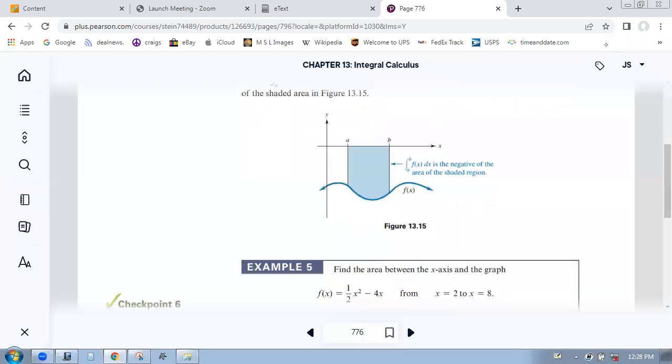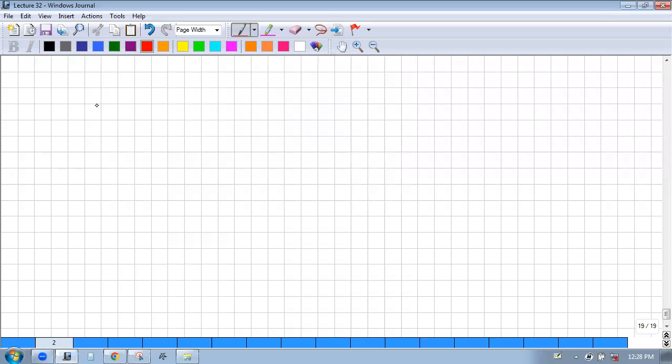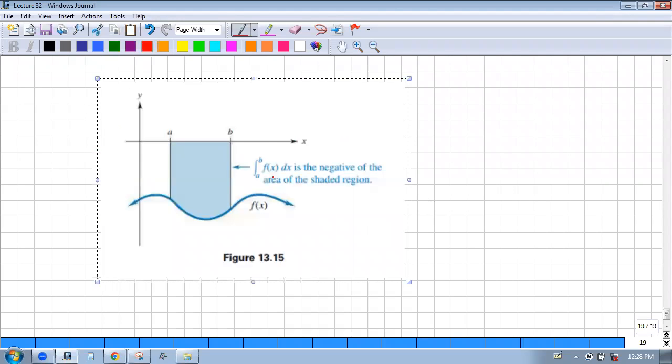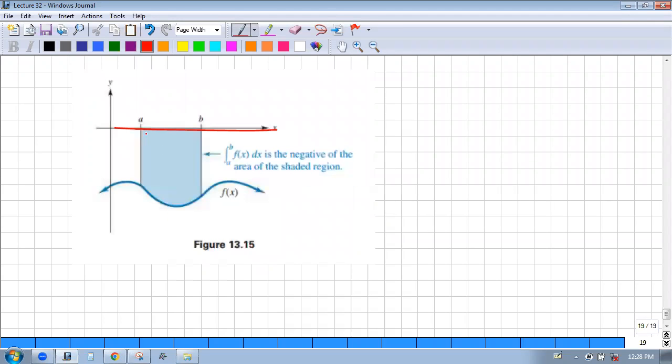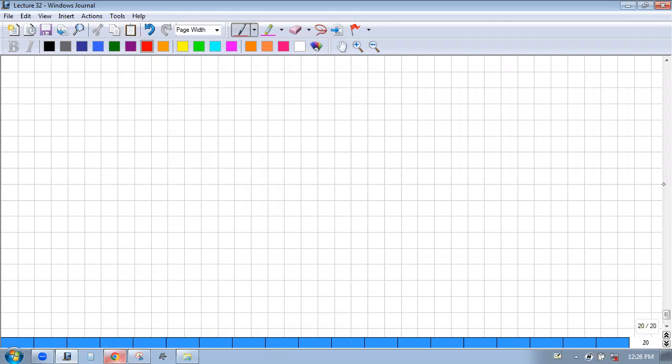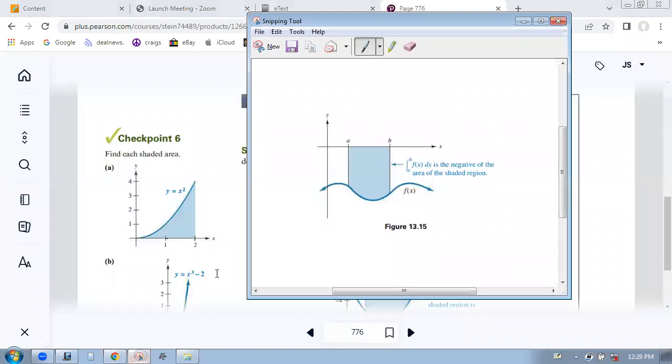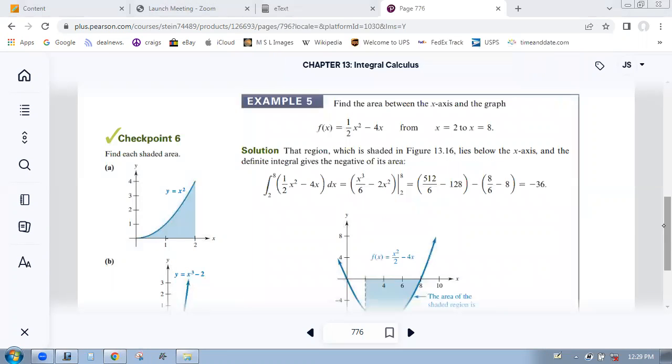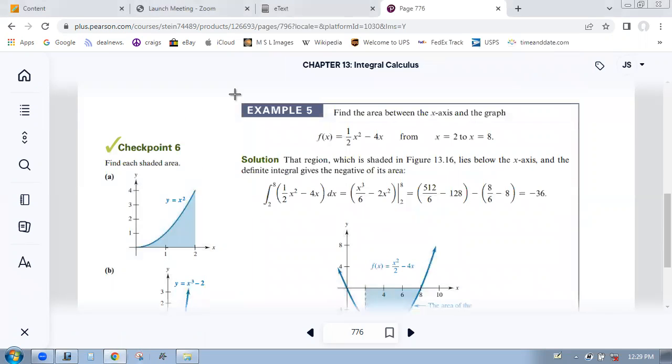So here's their picture. This thing is below the x-axis. So if you integrate f of x from a to b, you're going to get a negative number. Right? So if the question is what is the area, you're going to want to do the negative of the integral to turn it into a positive number. All right. Not too complicated here. So let's look at number 5.